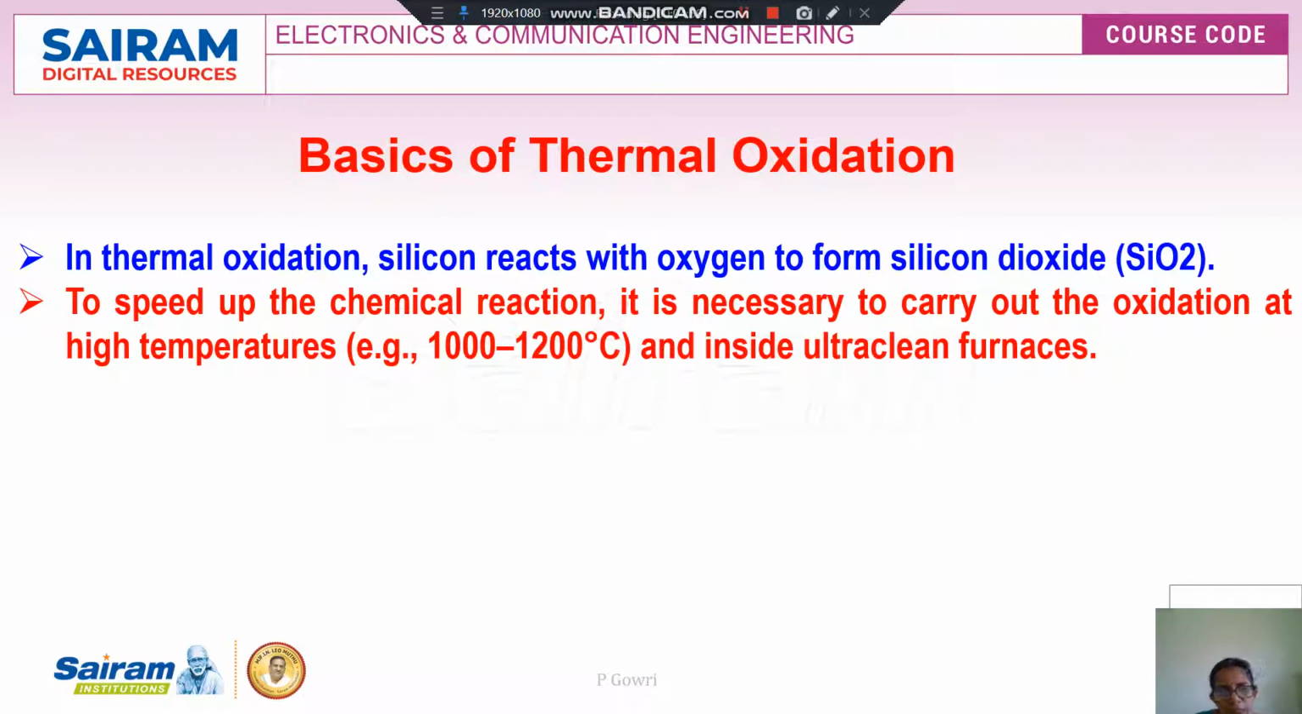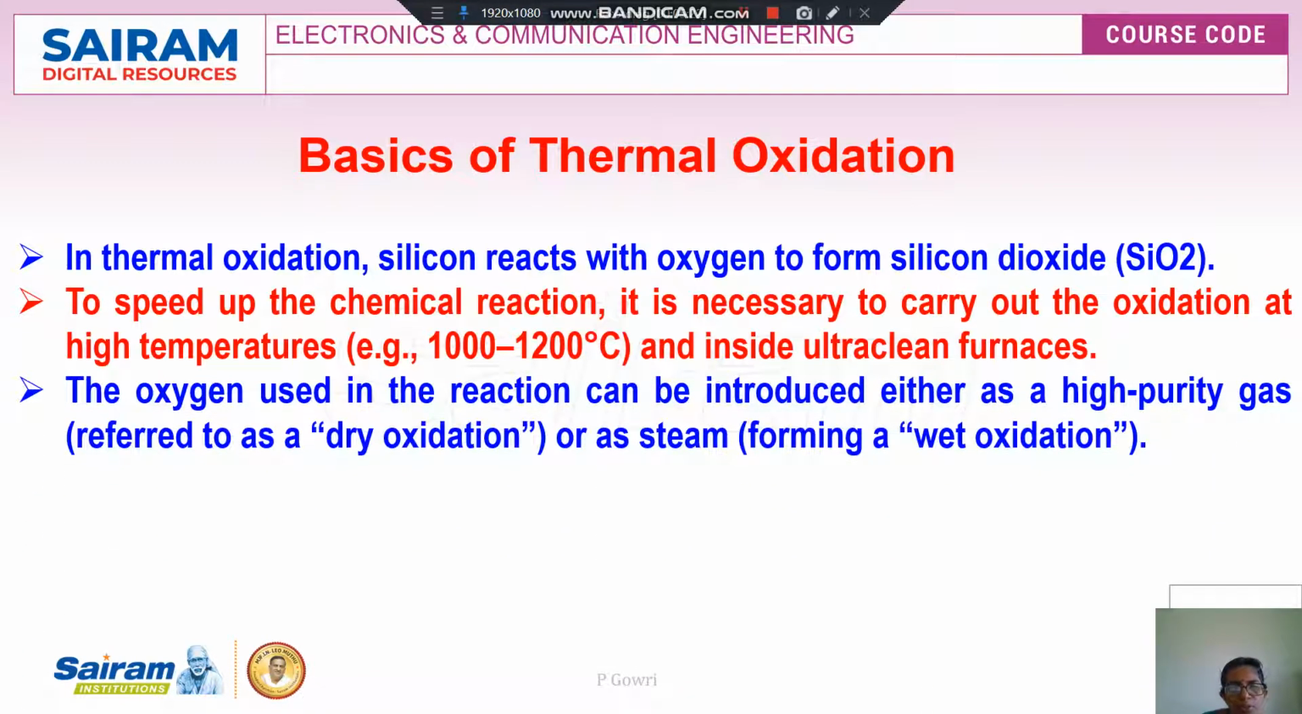It is used to speed up the chemical reaction. To form the silicon dioxide, we will be carrying out the process at a very high temperature, and also as we discussed, it should be done with a clean surface, very clean furnaces. So the furnace temperature will be from 1000 to 1200 degrees Celsius.